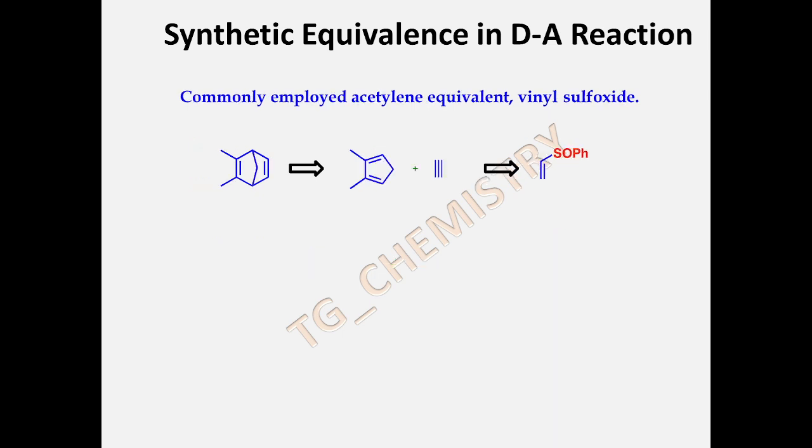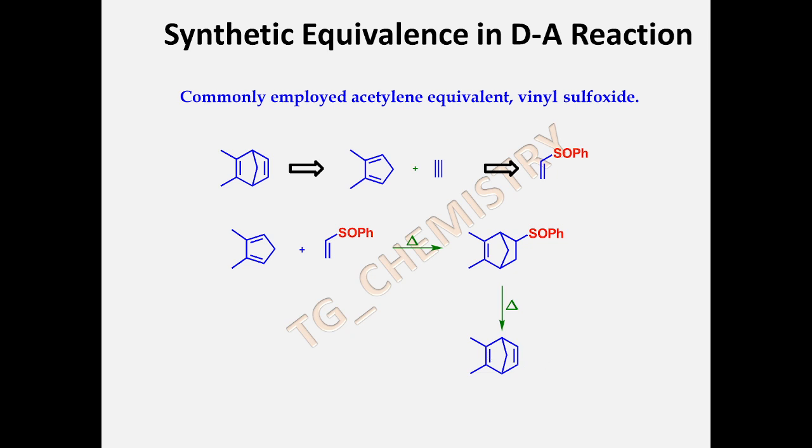Here for acetylene equivalent, vinyl sulfoxide can be used, and you can see here that if this diene system, bicyclic diene system, needs to be obtained, and if you retro that thing, you will get this diene and this alkyne or acetylene. Now this acetylene is difficult to use in the reaction, and they are not stable. So therefore, for that you can use the vinyl sulfoxide, which is a stable synthetic equivalent of the acetylene moiety, and then you can perform the reaction with the desired diene system, and upon heating you can have this bicyclic diene system as your product.